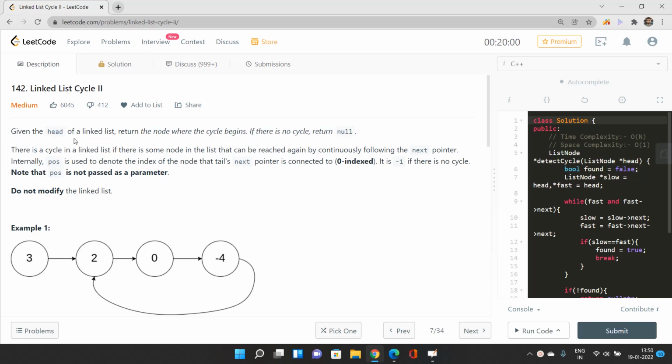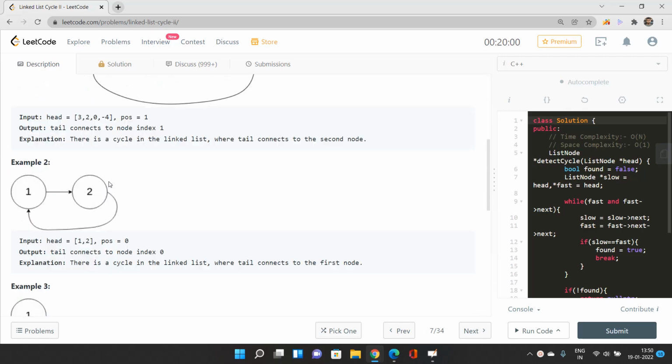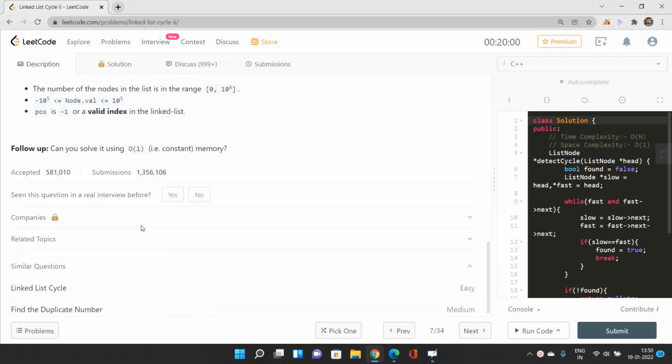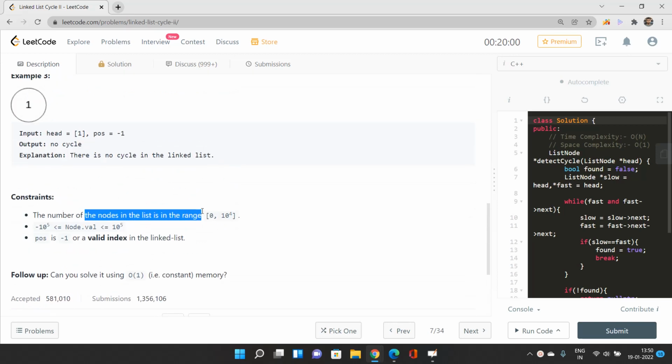Given the head of a linked list, we have to return the node where the cycle begins. If there is no cycle, return the null pointer. There is a cycle in the linked list if there is some node in the list that can be reached again by continuously following the next pointer. I will explain it with the help of diagrams. For now, let's look at some important points. Note that pos is not passed as a parameter. Do not modify the linked list. We are not going to modify the linked list. And the number of nodes is in the range up to 10 to the power 4.